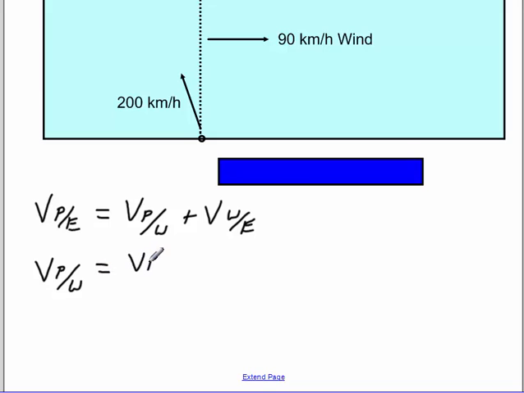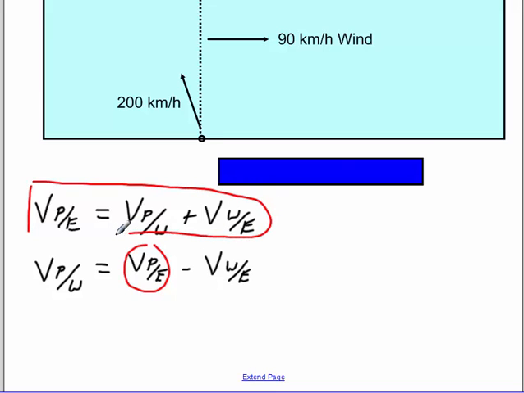It is equal to the velocity of the plane with respect to the earth minus the velocity of the wind with respect to the earth. All I'm doing on this problem is solving for this value right here. I'm moving this to the other side, which gives me the addition. So we're really just going to be working with this equation right here.